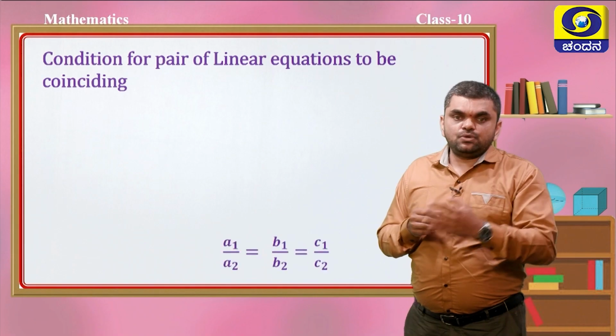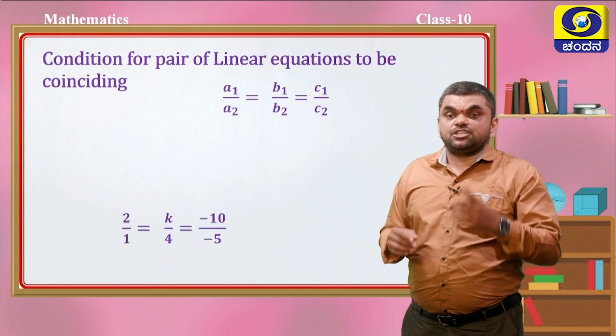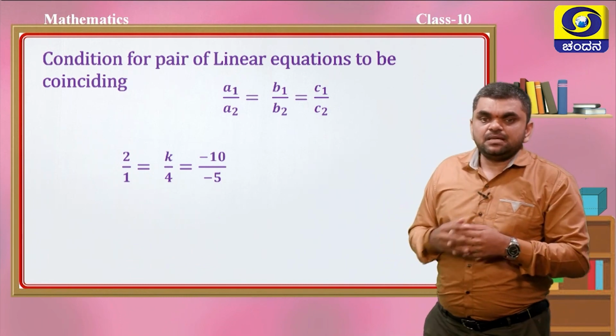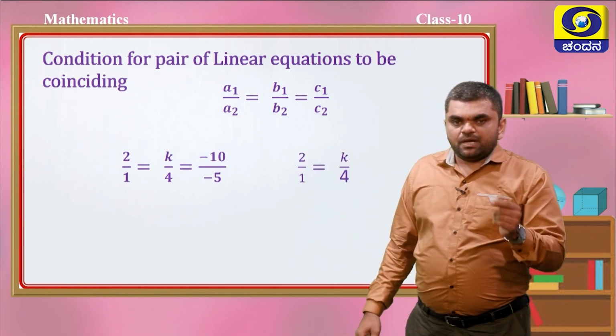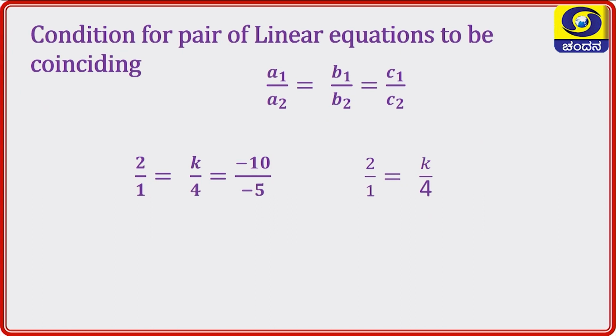a1 by a2 is equal to b1 by b2, which must be equal to c1 by c2. 2 by 1 is equal to k by 4 is equal to minus 10 by minus 5. Let us consider only two, that is 2 by 1 is equal to k by 4. On cross multiplication, we get k is equal to 4 into 2, that is 8. Here the answer is 8, which is also option D.